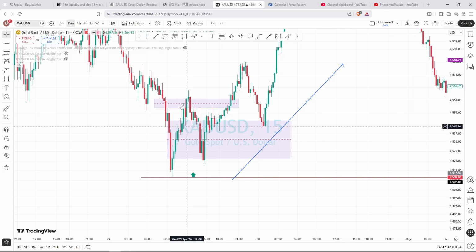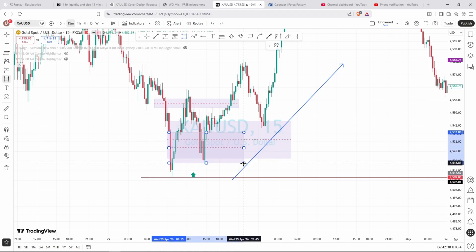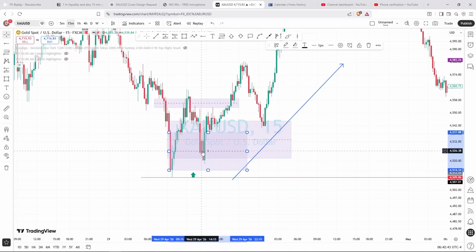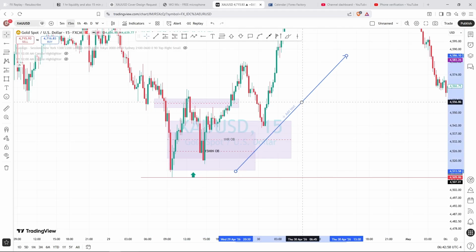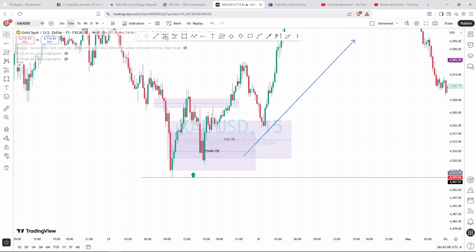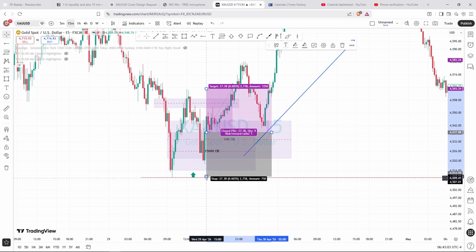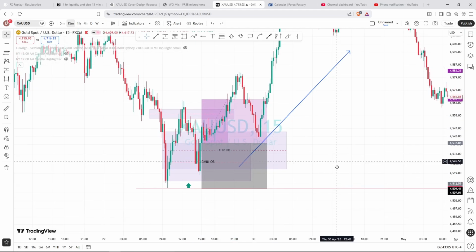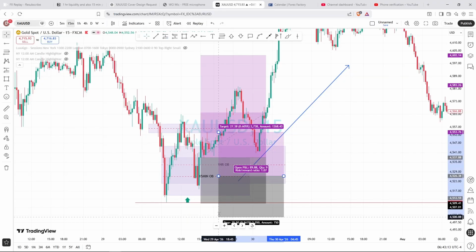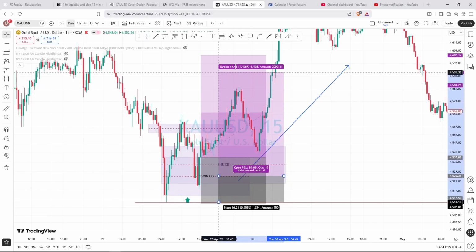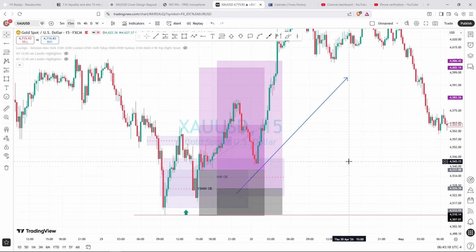Price came back. We had a 15-minute order block here, and let me mark it. And then did what? Went up. Okay, so where should have been our entry? Maybe someone would have taken his entry at the start of that order block, at the edge. Another one would have taken his entry at 50%, and then you put your targets.